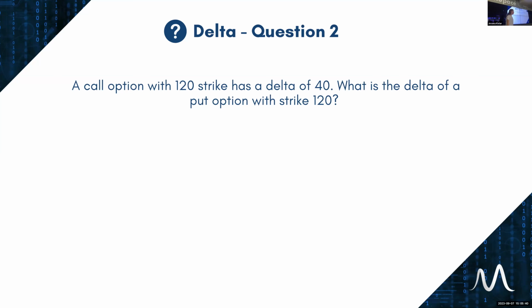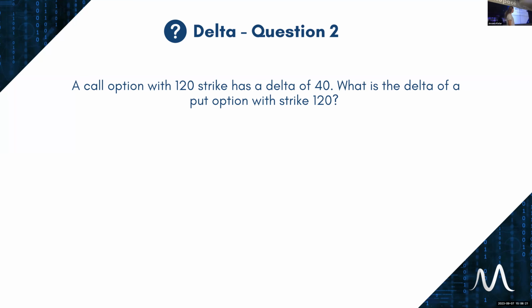So the next question is, we have a call and a put, both with the same strike. The call has a delta of 40. What is the delta of the put? Who said that? Oh, yeah. How did you get 60? Yeah, exactly. So the put would just have a delta of 100 minus 40, so 60.